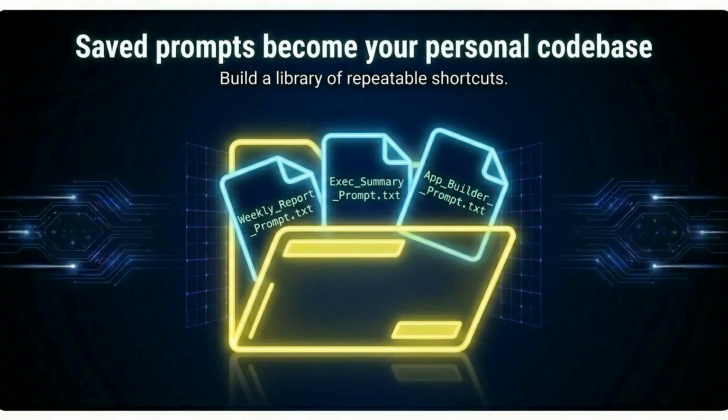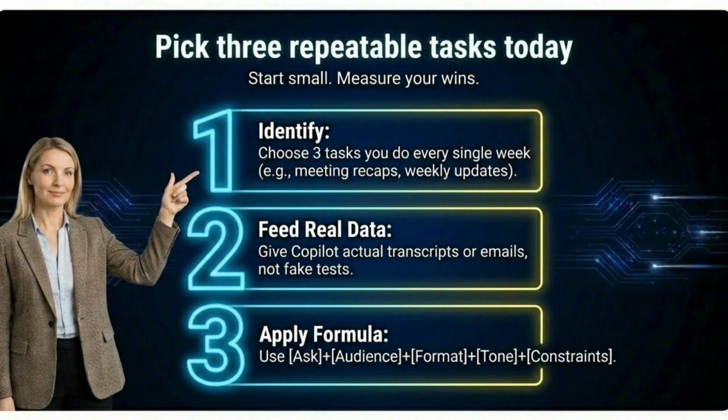Build a library of repeatable shortcuts by storing your winning prompts for tasks like weekly reports, executive summaries, and app building. To start, pick 3 repeatable tasks today. First, identify 3 weekly tasks. Second, feed Copilot real data. Third, apply the complete prompt formula: ask plus audience plus format plus tone plus constraints.